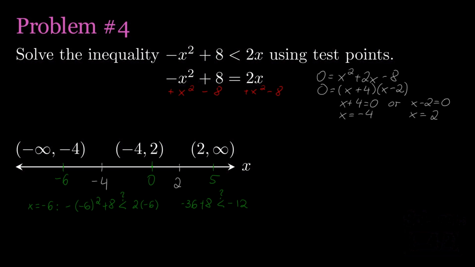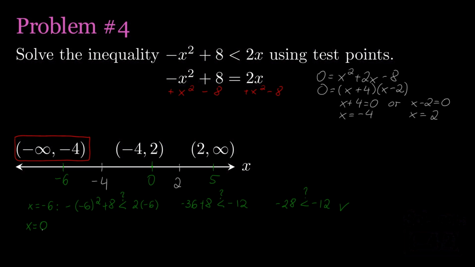Well, let's see. Negative 36 plus 8 is negative 28. Is this less than negative 12? Well, negative 28 is further to the left on the real number line than negative 12, so indeed it is less, and therefore this is a true statement. And since this test point satisfies our inequality, the whole interval from which it came, the interval from negative infinity to negative 4, is a part of our solution set.